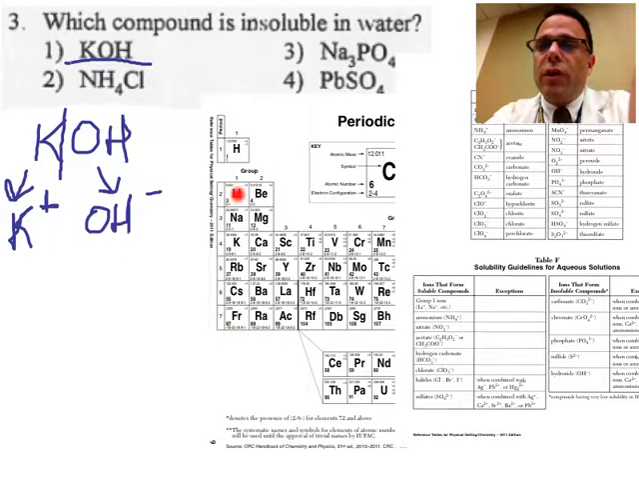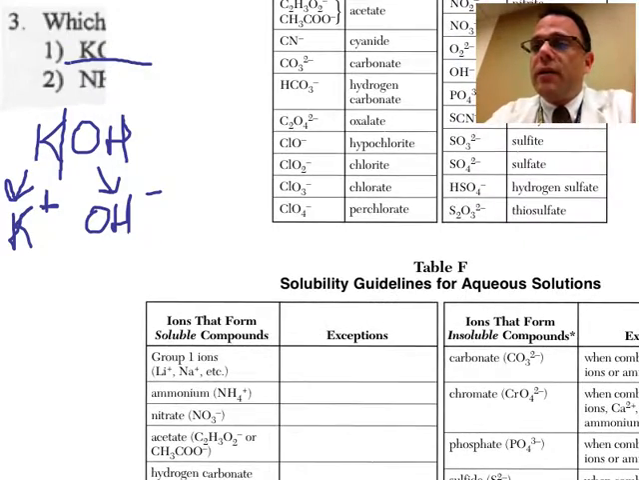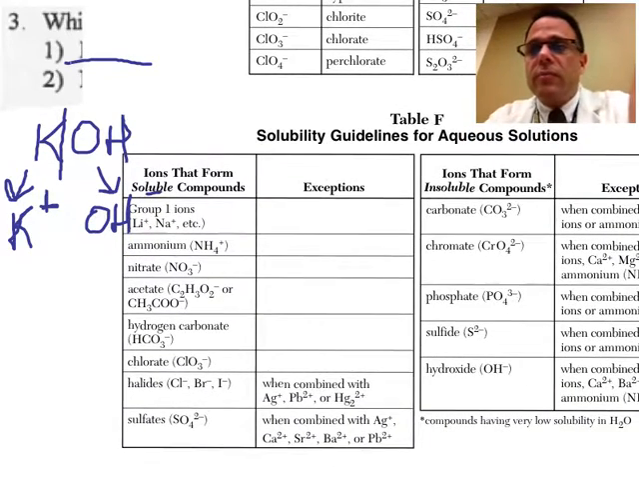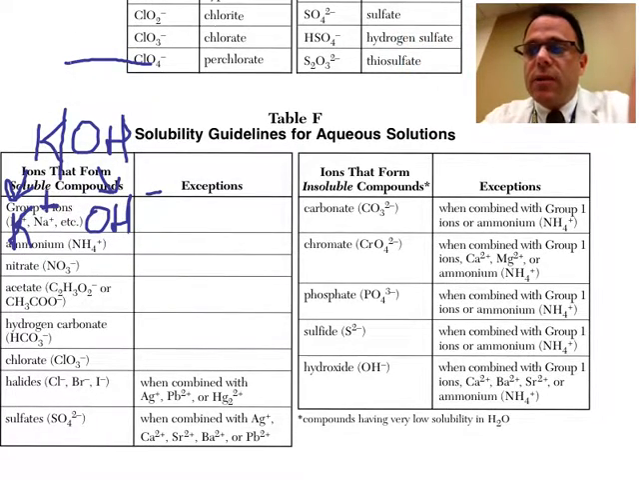Right here is group 1. Right there is calcium. It is a group 1 ion. Get this out of the way. Bring this back. So, is it soluble or insoluble? It would have been insoluble, but because we do have potassium, it is soluble.